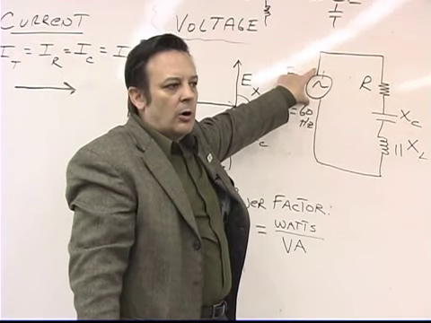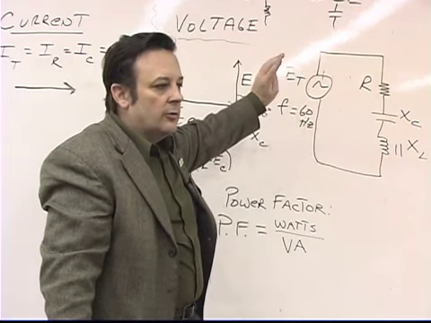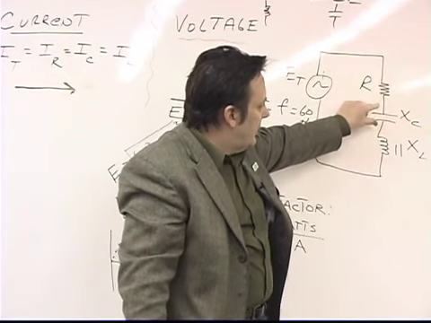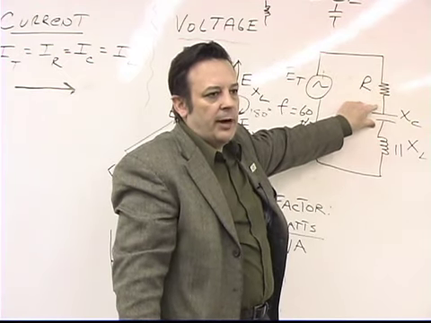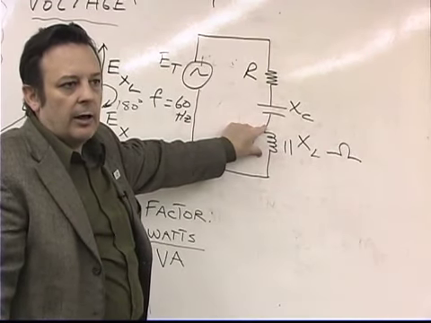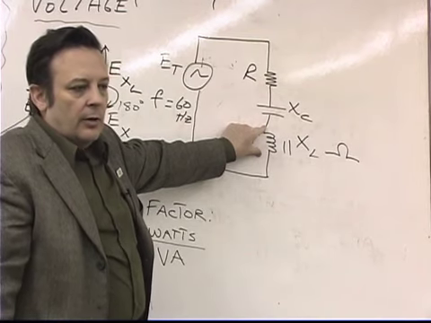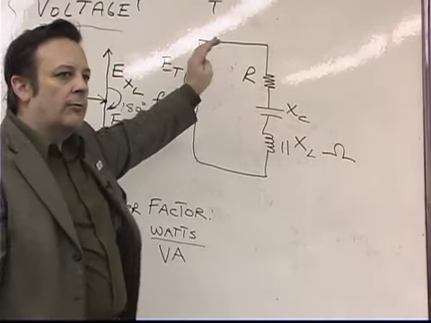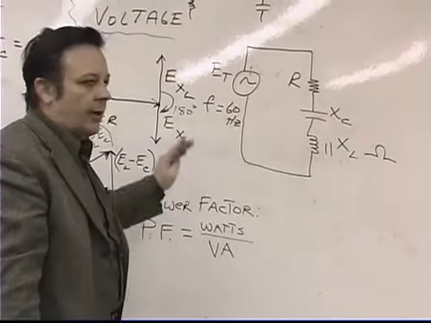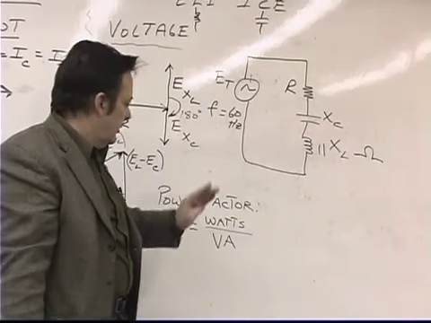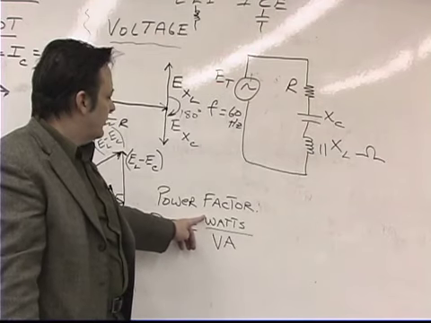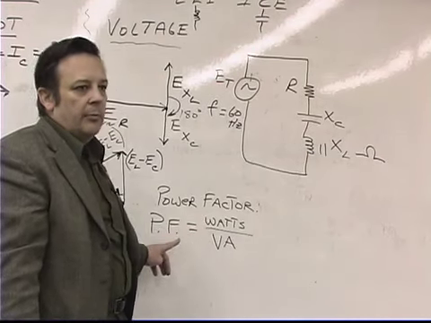So the source is being required to deliver energy to dissipate heat across the resistor, to create an electric field between the plates of the capacitor, and to create an expanding and collapsing magnetic field around the inductor. When we take the vector sum of all of those powers added together, what we get is the hypotenuse of a triangle, and that's measured in the unit of volt amperes. So if we take watts and we divide it by volt amperes, we get power factor.